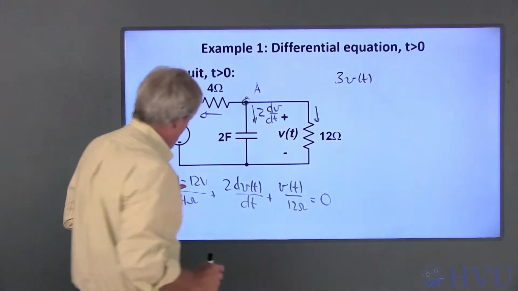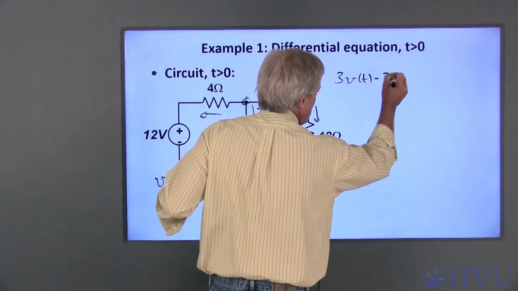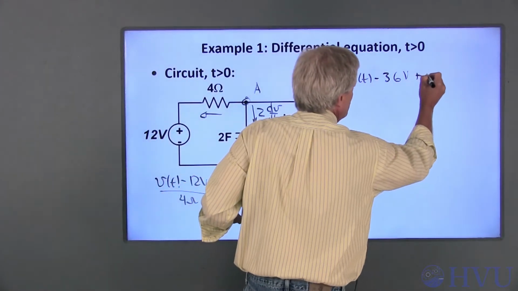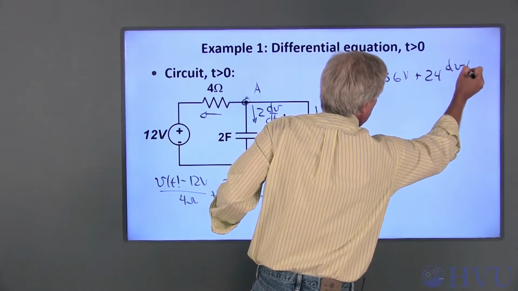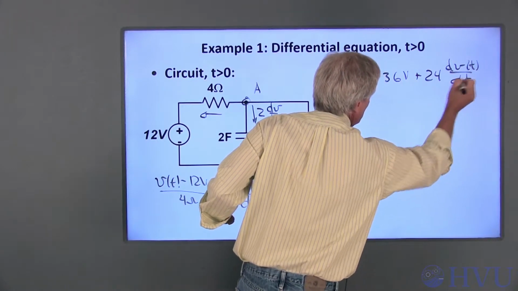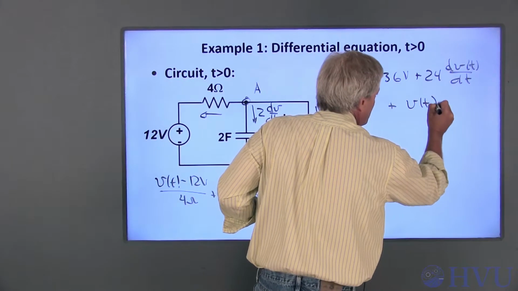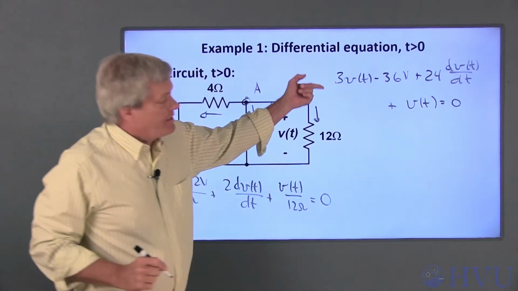Now if I multiply this through by 12 to clear the denominators, I get 3 V of t minus 36 volts plus 2 times 12, which is 24 dV of t by dt, plus V of t is equal to 0. There's my differential equation.